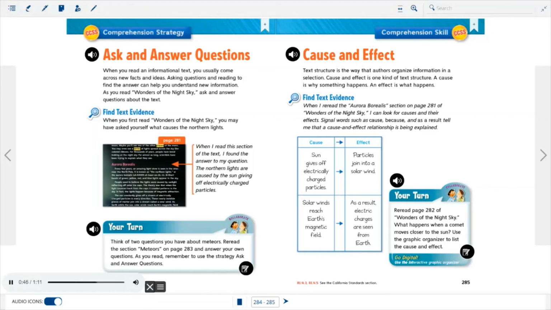Graphic organizer. Cause, effect. Cause, sun gives off electrically charged particles. Effect, particles join into a solar wind. Cause, solar winds reach Earth's magnetic fields. Effect, as a result, electric charges are seen from Earth.